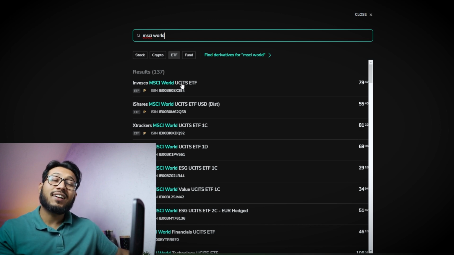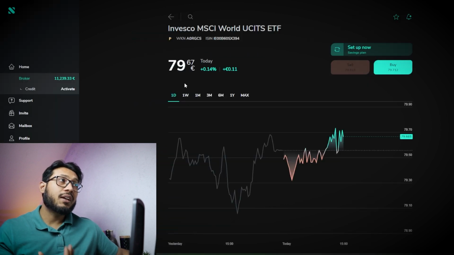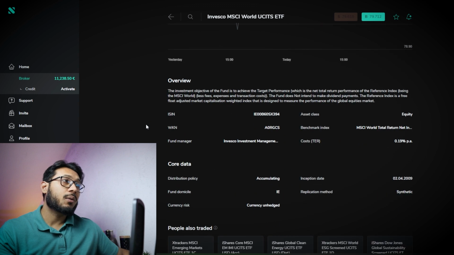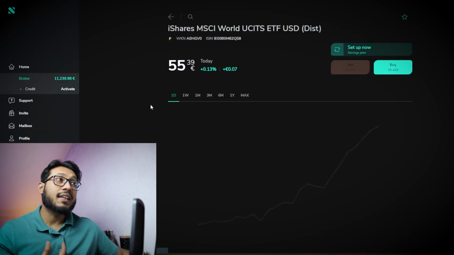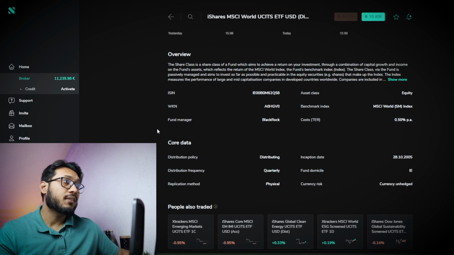Generally, these companies track the index itself. However, there are certain changes. For example, if you look into the Invesco MSCI World, it is managed by, obviously, Invesco. The total expense ratio is 0.19% per annum. Then the replication is synthetic. If we go back and have a look at the iShares MSCI World ETF, this one has a total expense ratio of 0.5% per annum. The distribution is distributing and the replication method is physical.